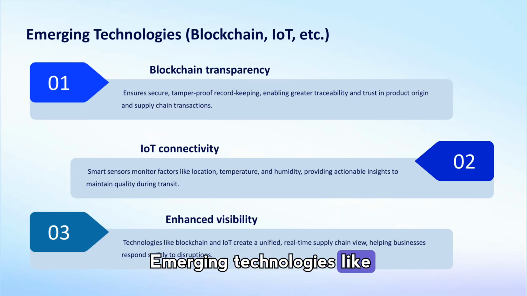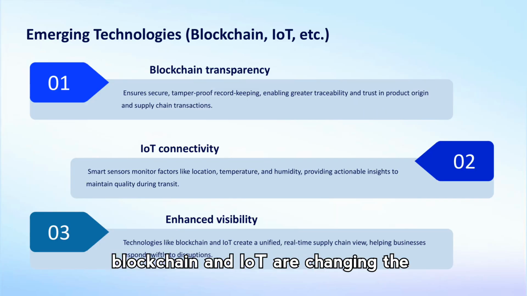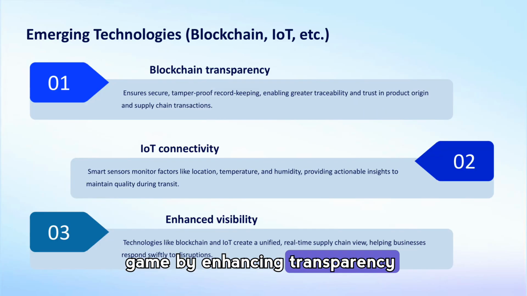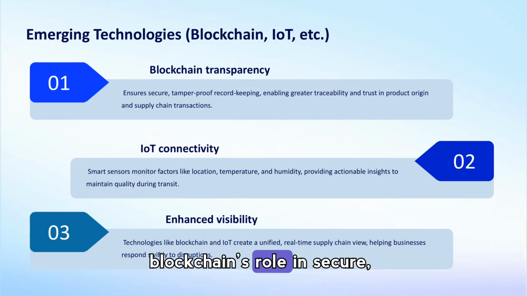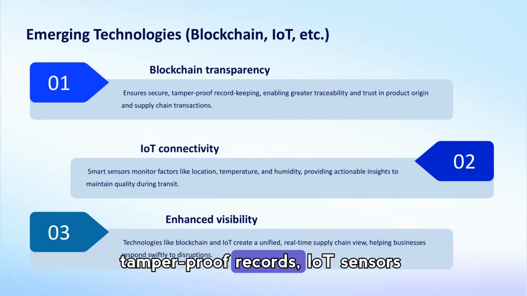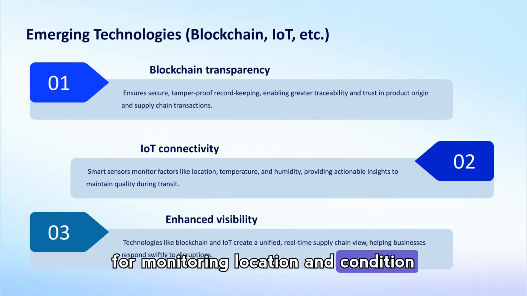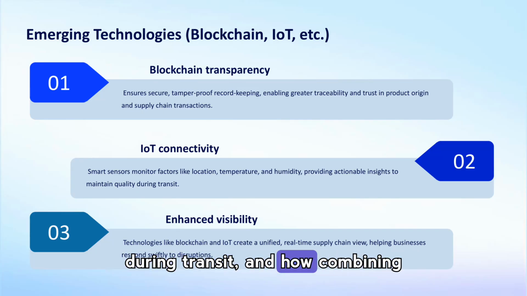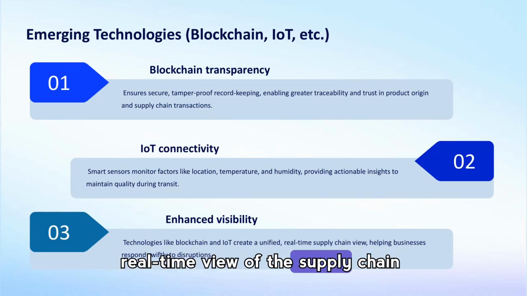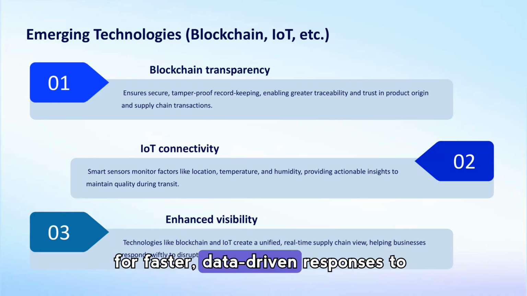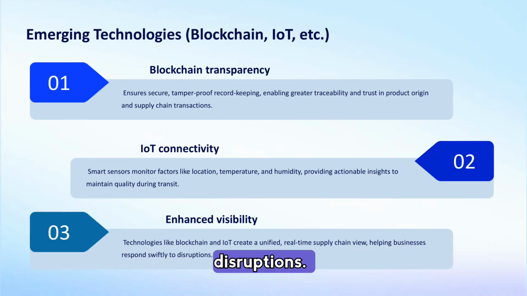Emerging technologies like blockchain and IoT are changing the game by enhancing transparency and visibility. This slide explains blockchain's role in secure, tamper-proof records, IoT sensors for monitoring location and condition during transit, and how combining these technologies gives a unified, real-time view of the supply chain for faster, data-driven responses to disruptions.